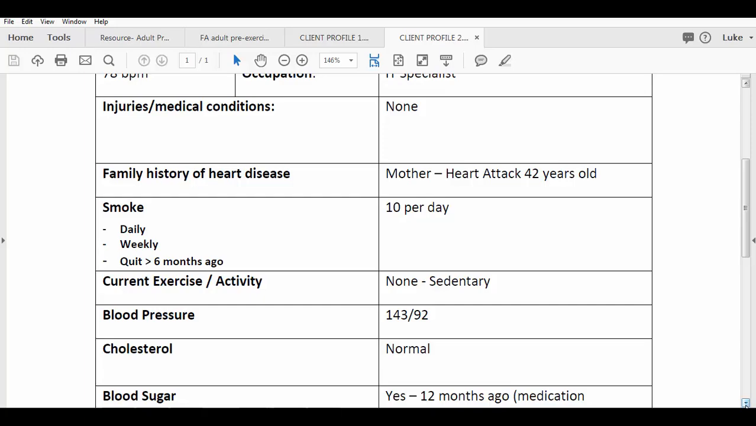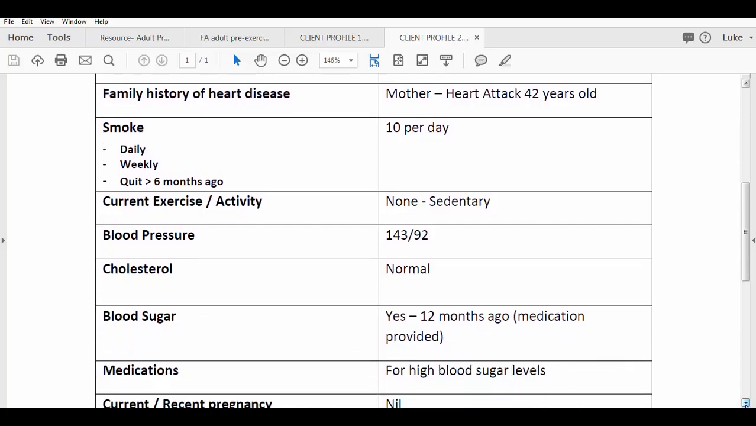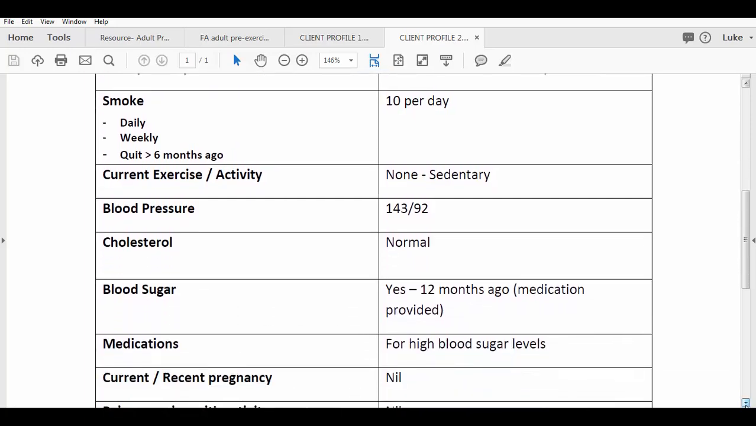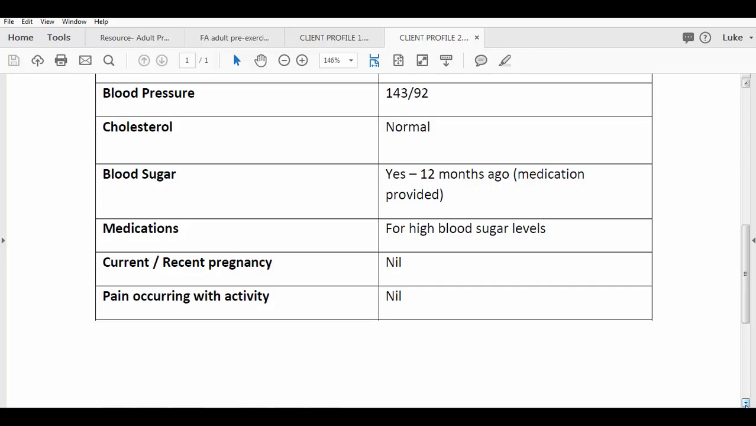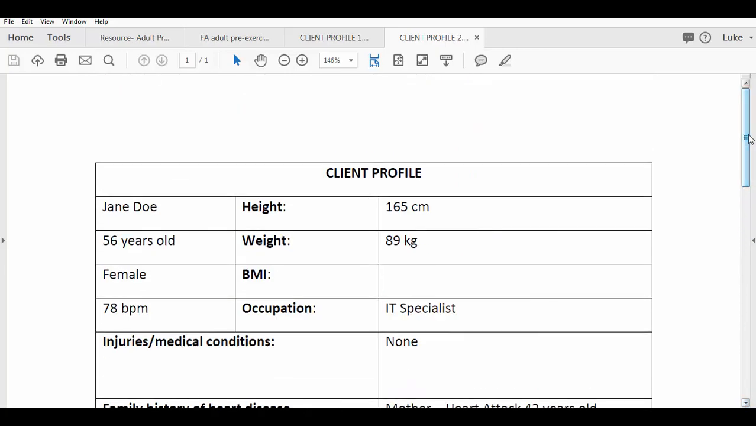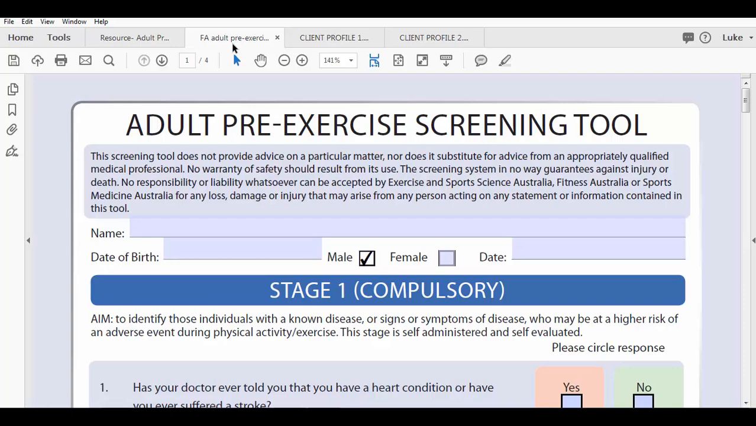A family history of heart disease. Mother had a heart attack at 42 years of age. 10 cigarettes per day as a smoker. No exercise currently. Blood pressure of 143 over 92. Normal cholesterol levels. Yes, 12 months ago was told they have high blood sugar levels and medication was provided. And medication is obviously there, so for high blood sugar levels. Not recently pregnant and no pain with activity at this stage. So that's our client. Let's go fill out our form again.